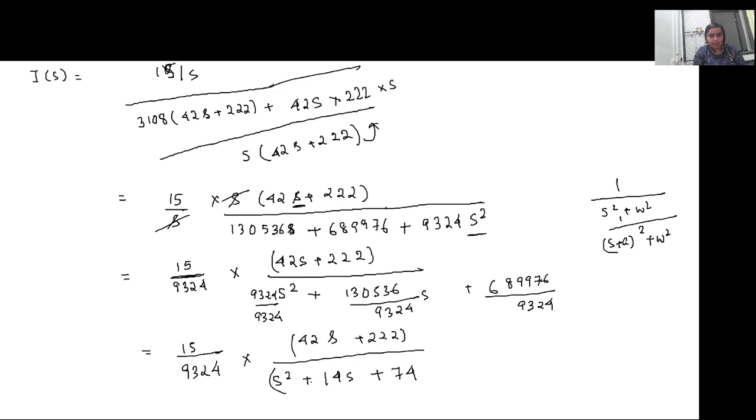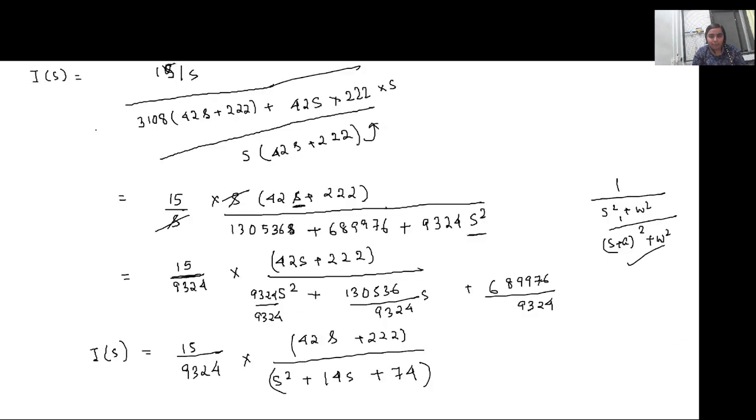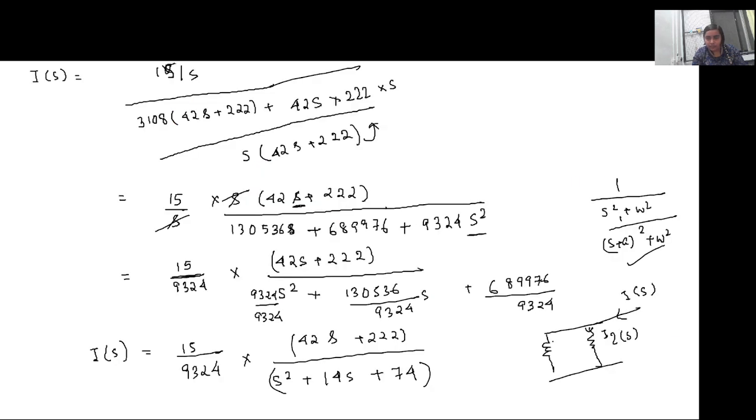See, the denominator now looks reasonable, to be factorized into two components, or written in terms of s plus a whole square plus omega square. So this is the expression of I of s, but we do not need I of s. What we need is I1 of s and I2 of s. So now let us come back to the original circuit. This is the total I of s, and there is this inductor branch and the resistor branch, and this is I2 of s, and this is I1 of s.